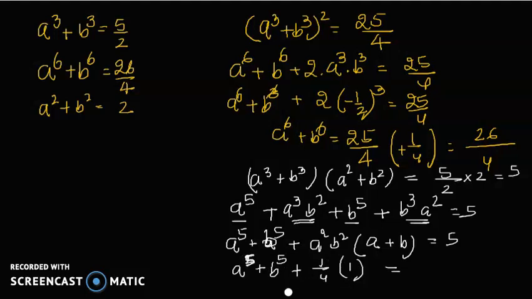So a5 plus b5 will be 5 minus 1 by 4. We can write what we got here, a5 plus b5 will be 5 minus 1 by 4. This is 5 and this is 1 by 4. So ultimately the value of a5 plus b5 I have written here, 5 minus 1 by 4, that is 19 by 4. 5 times 4, 20 minus 1, 19 by 4. That is the value of a5 plus b5.